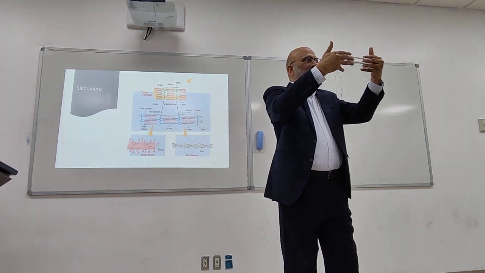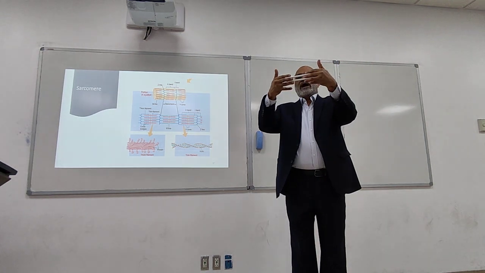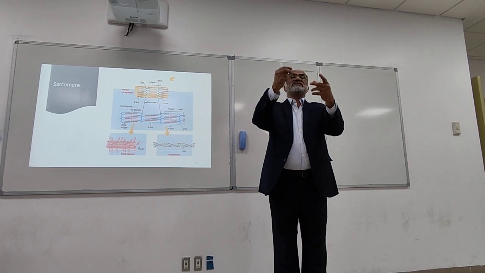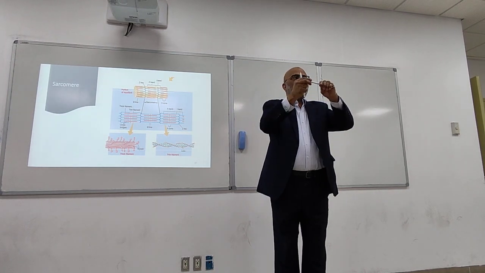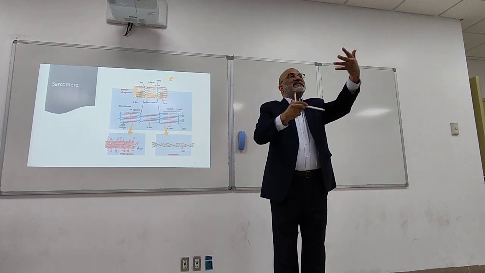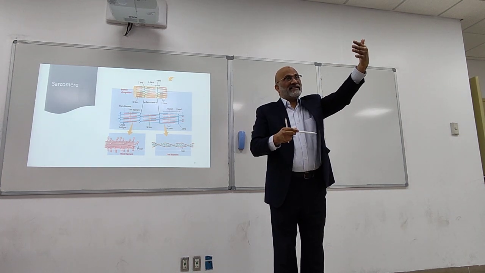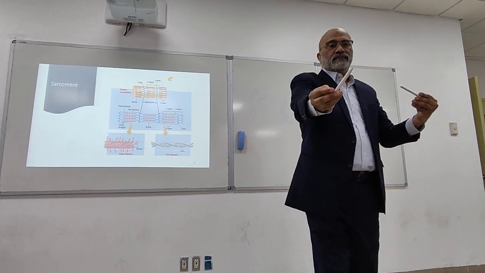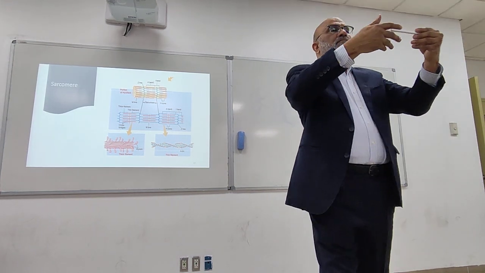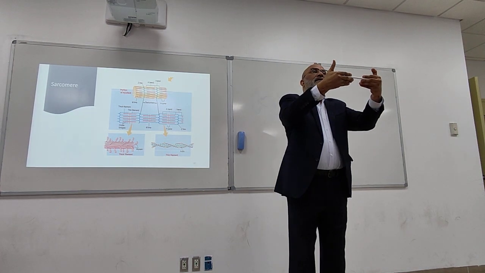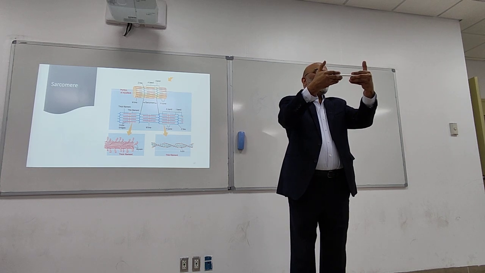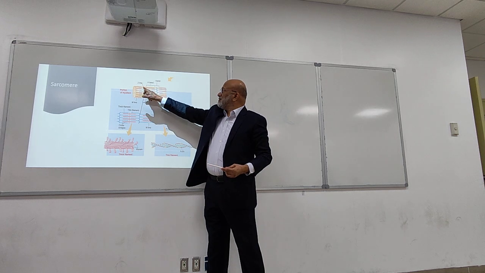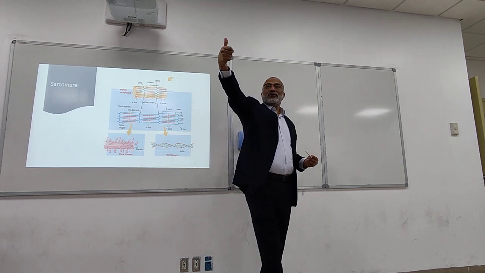Can you see? So why did I make this like this? Because I wanted to show you that this is myosin, this is myosin, and this is actin. All right? So now I'll keep only one. So they are going like this. What is this? Z line. Okay?